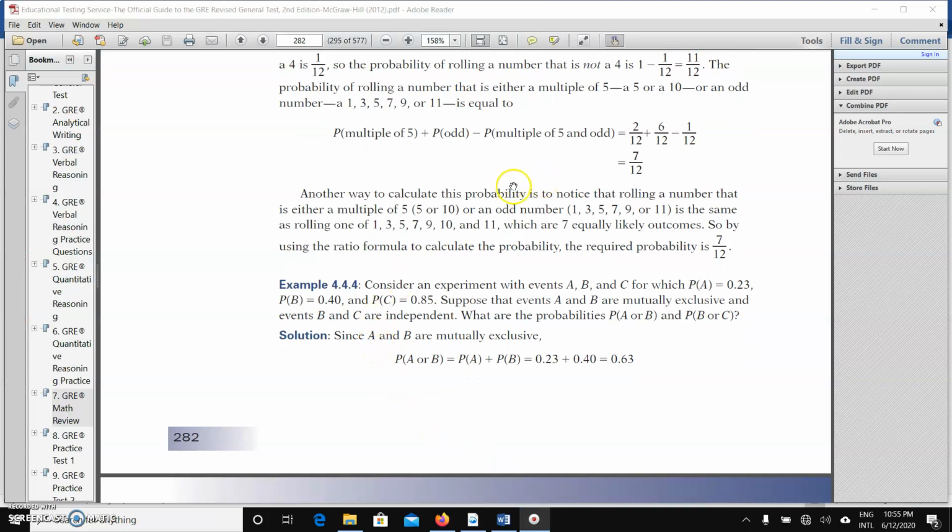Another way to calculate probability, rolling number is either okay. I think I've done that. Yes. So the answer is 12. Solve it in the formula.